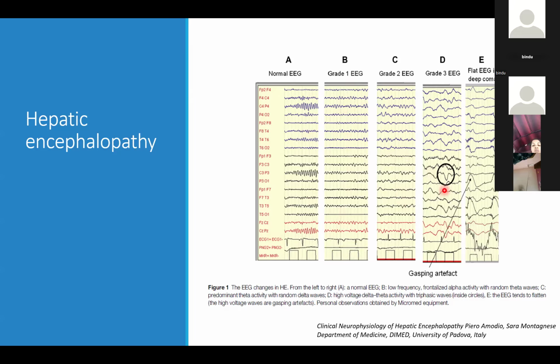In grade 3, there can be generalized delta rhythms with transients occurring, like generalized periodic discharges of triphasic morphology or other transients like sharps and spikes. And deep coma may show generalized delta activity or attenuation. And here they have demonstrated a gasping artifact of the patient.